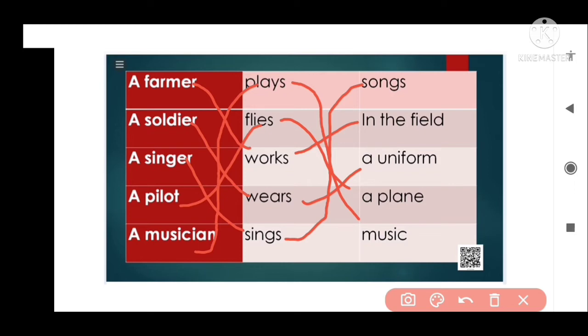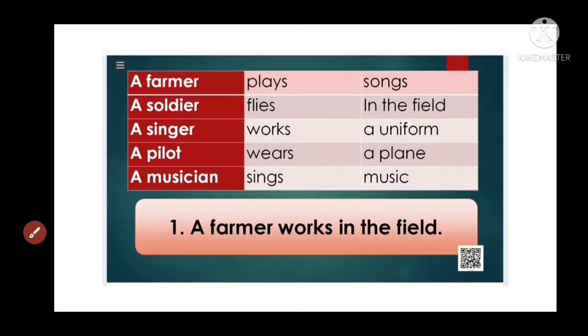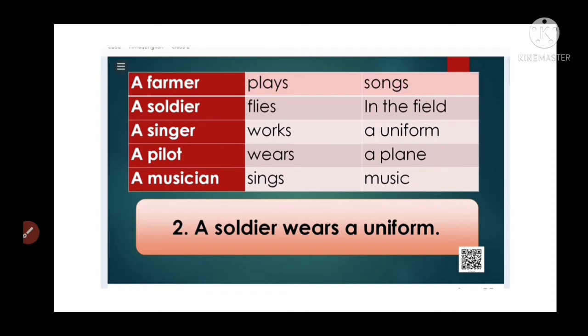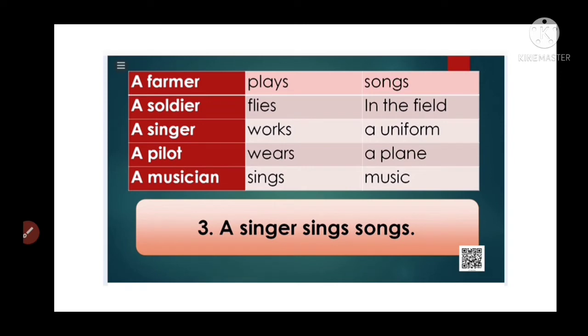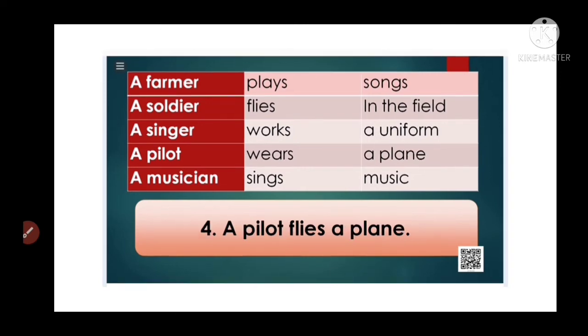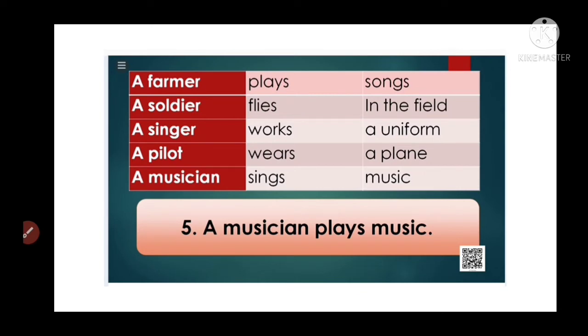Let us watch now. A farmer works in the field. And a soldier wears a uniform. A singer sings songs. And a pilot flies a plane. A musician, what does a musician do? A musician plays music. Like this, we will make the sentences.